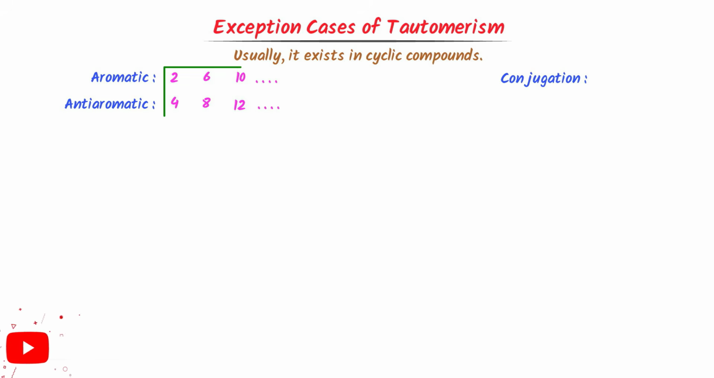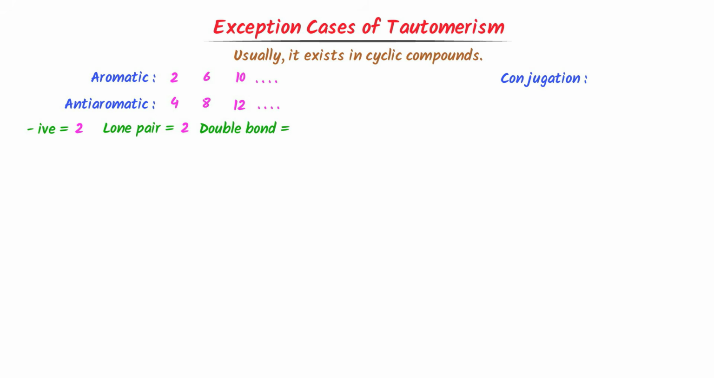Remember that this number represents the total number of electrons. Also note it down that if there is negative charge, it represents 2 electrons. If there is a lone pair, it represents 2 electrons. And if there is double bond, it also represents 2 electrons. On the other hand, if there is alternate single and double bond, it shows high conjugation. So on the basis of these two concepts, we will easily learn the exception cases of tautomerism.